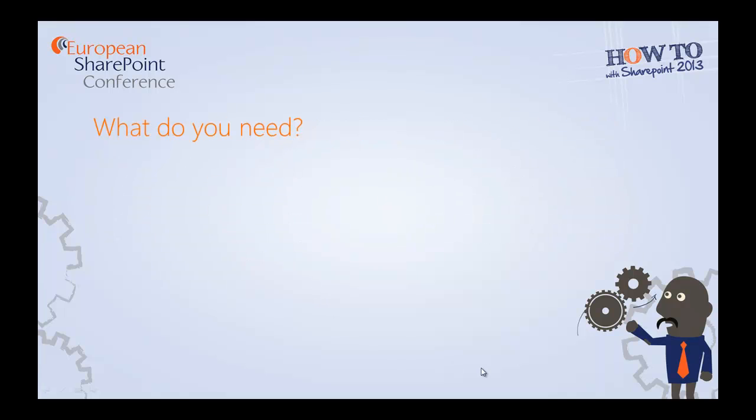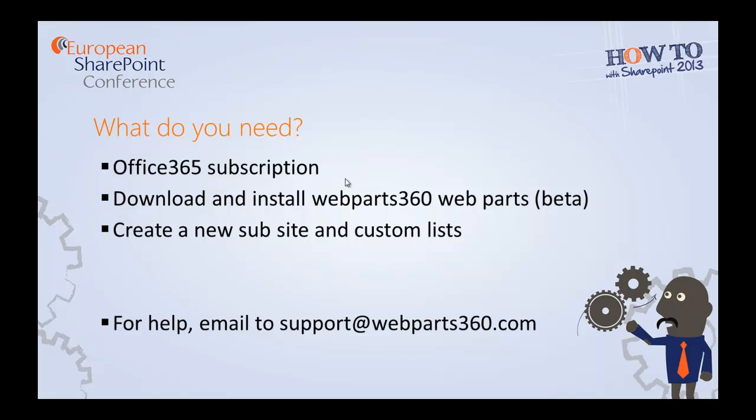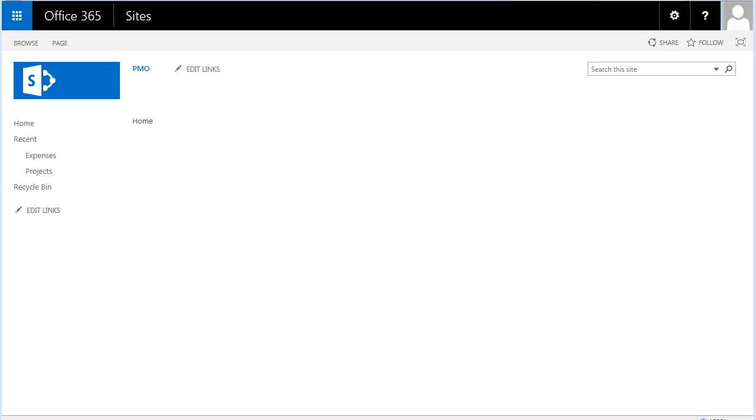Now, before we start, let's check what you need. First, you have to have an Office 365 subscription, and then you can download and install Webparts360, which is currently in free beta, and you can have a go. Then you can just create a subsite with the relevant custom list. And if you need any help, please email me at support@webparts360.com.